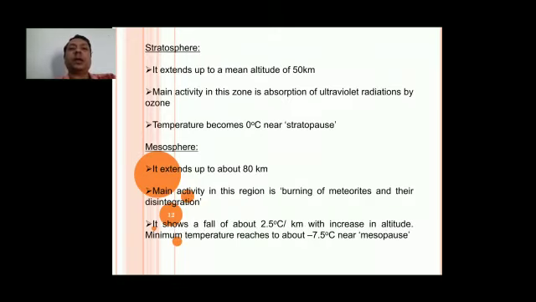Stratosphere. It extends up to a mean altitude of 50 km. Main activity in this zone is absorption of ultraviolet radiation by ozone. Temperature becomes 0 degrees centigrade near the stratopause. Mesosphere. It extends up to about 80 km. Main activity in this region is burning of meteorites and their disintegration. It shows a fall of about 2.5 degrees centigrade per kilometer with increase in altitude. Minimum temperature reaches about minus 7.5 degrees centigrade near the mesopause.